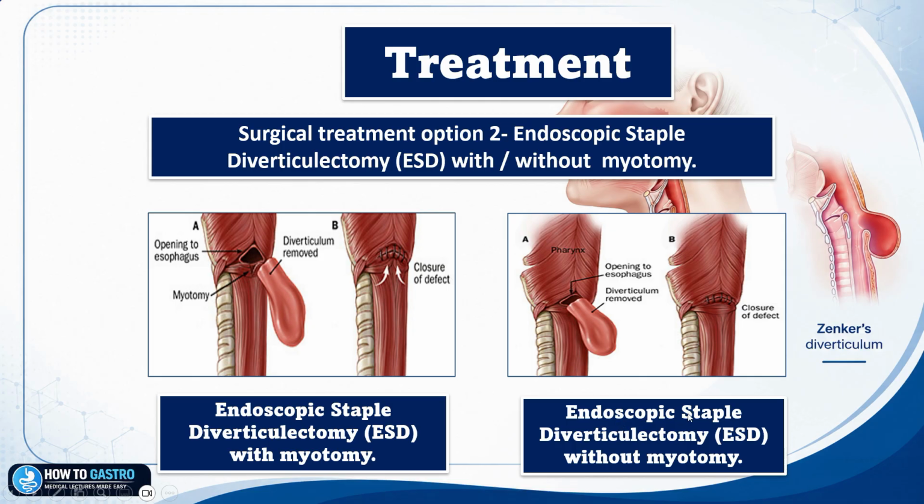And then we have endoscopic staple diverticulectomy without the myotomy. Here the muscle stays intact and we just grab the two remaining portions of the walls of the diverticulum and they are stapled together. So this is the endoscopic staple diverticulectomy with or without a myotomy.